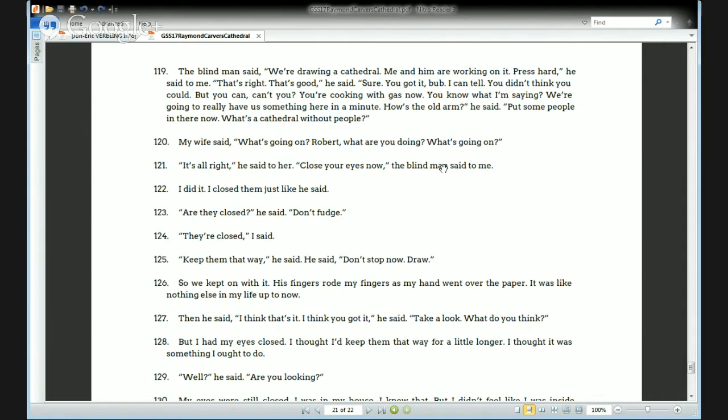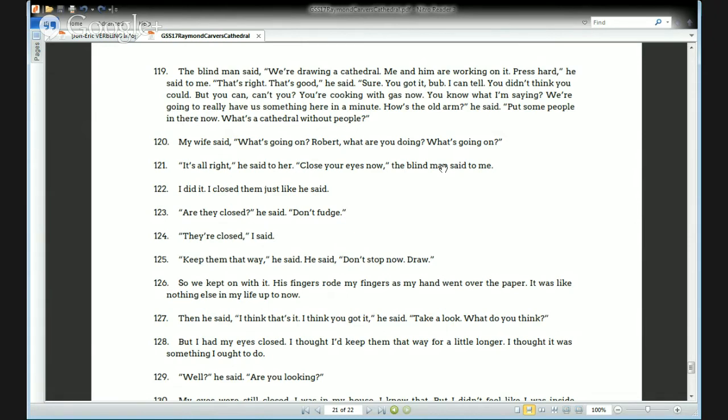The blind man said, "We're drawing a cathedral. Me and him are working on it. Press hard." Now he's talking to him. He said to me, "That's right, that's good," he said. "Sure, you got it, bub, I can tell. You didn't think you could, but you can, can't you? You're cooking with gas, you know what I'm saying? We're really going to have us something here in a minute. How's the old arm?" In other words, is your arm tired? Right? "How's the old arm?" he said. "Put some people in there now. What's a cathedral without people?"